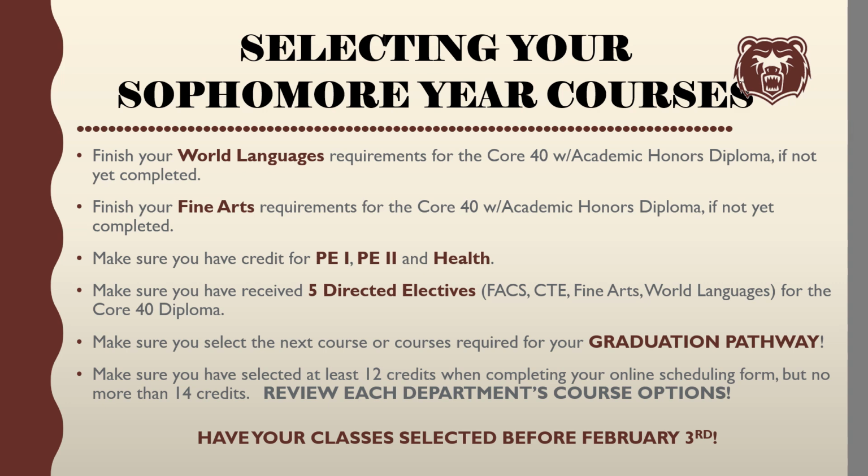So now that we've got your core courses covered, here are a few things to keep in mind when selecting your remaining classes for next year. If you're on track for an academic honors diploma, make sure that you've accounted for the world language and fine arts requirements for that diploma. If you have not received your health credit or both of your PE credits, try to take those courses in summer school. If you cannot take summer school, then make sure that PE and health are in next year's schedule.